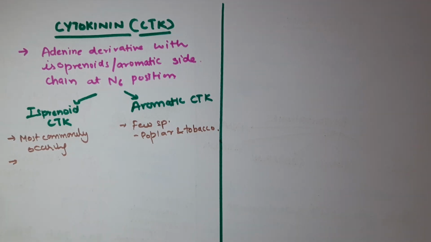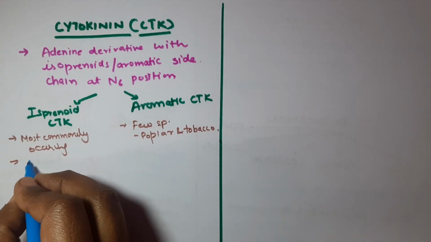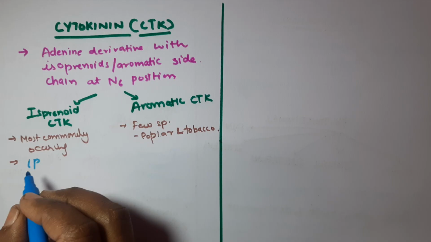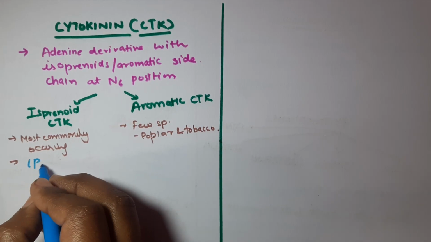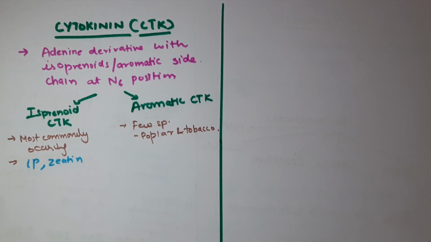So the next difference between the two is that the isoprenoid cytokinin examples are IP, that is the isopentyl adenine. Then zeatin. There is trans-zeatin and cis-zeatin also, and trans-zeatin is the most active one.